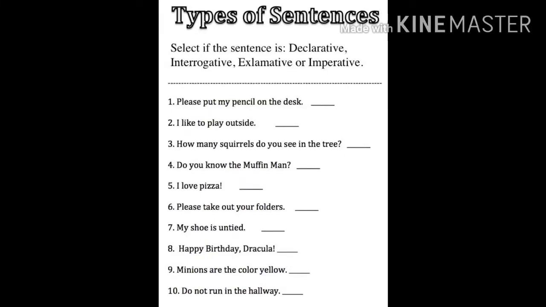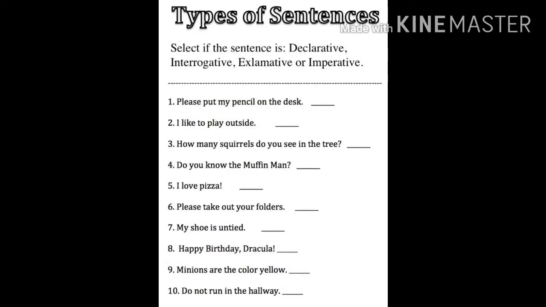First one: "Please put my pencil on the desk." This is imperative because it's a kind of command or a request. Second: "I like to play outside." You're stating something, you're declaring something, so it is a declarative sentence. Third: "How many squirrels do you see in the tree?" You're questioning, so it's an interrogative sentence. Fourth: "Do you know the muffin man?" This is again a question, so it's an interrogative sentence.